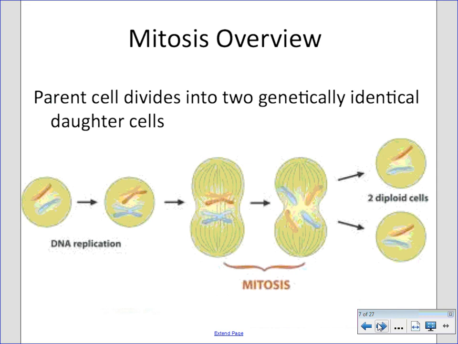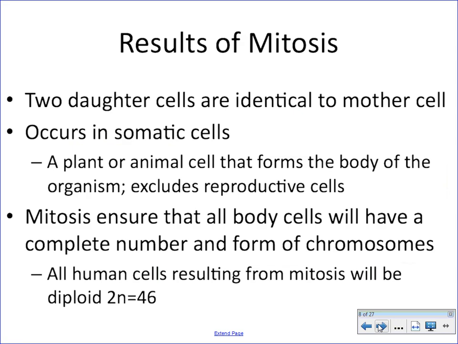So once a cell is ready to leave interphase and enter into mitosis, you're going to have the parent cell that divides ultimately into two genetically identical daughter cells. So the whole process of mitosis is to create these two genetically identical daughter cells. The result of mitosis is that you get two daughter cells that are identical to the mother cell, or identical to each other. And this process of mitosis is going to occur in somatic cells.